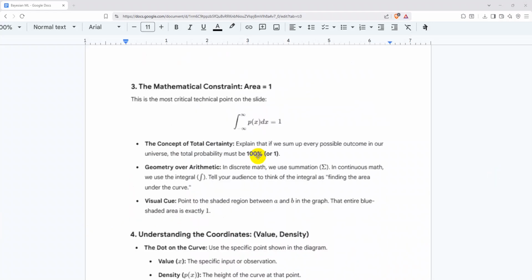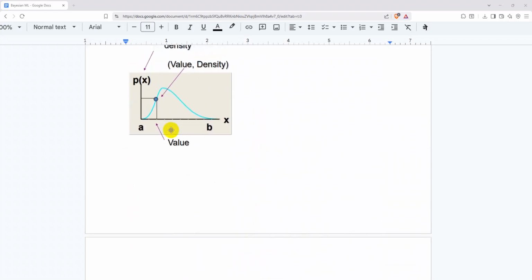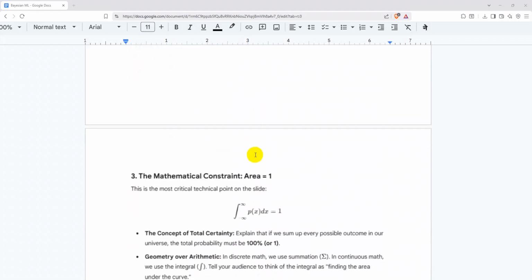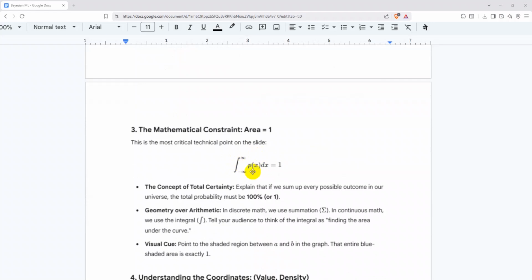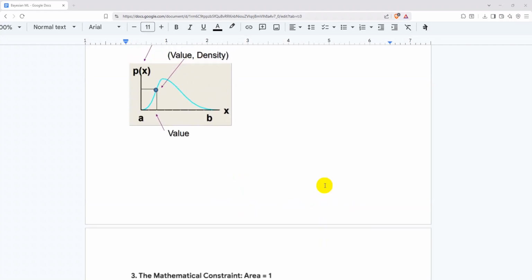Now the most important rule. The total area under this curve must be 1, which is represented by this formula. Don't focus on the symbol yet, but focus on the idea. In discrete cases, we add probabilities, but in continuous cases, we take area under the curve. So between A and B, that entire area equals 1, meaning all possible values together is 100% certainty.